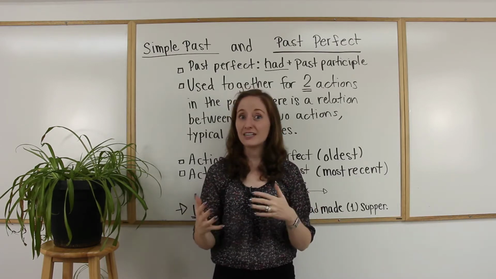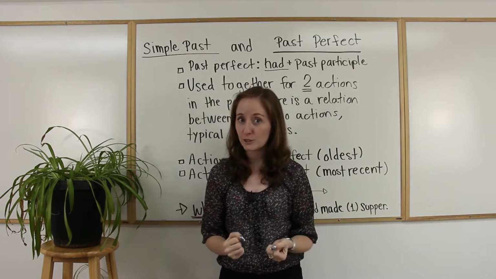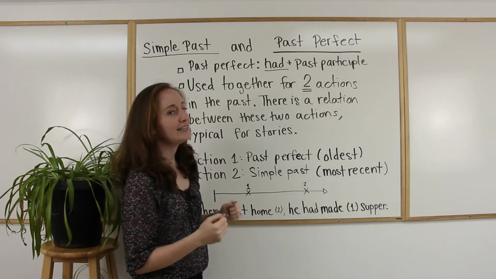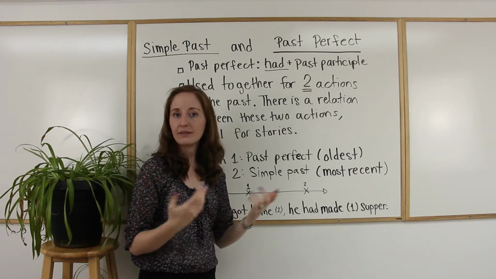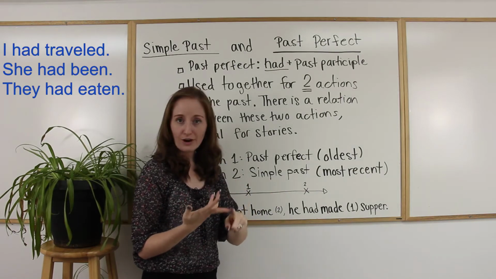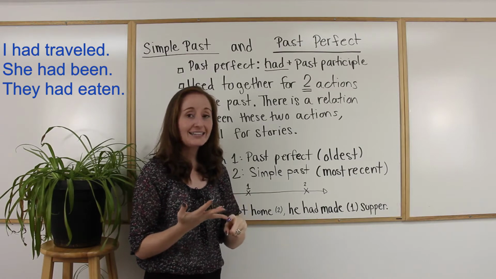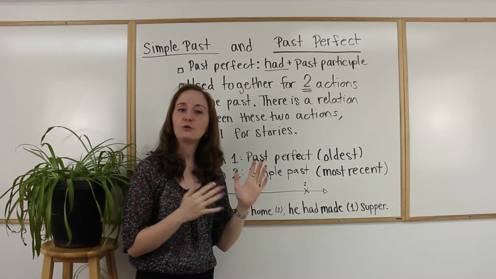Before we start with context and examples, let's look at the conjugation of the past perfect. So, past perfect, we use the auxiliary had and then a past participle. Example, I had traveled, she had been, they had eaten, etc. So, this is it for the conjugation.